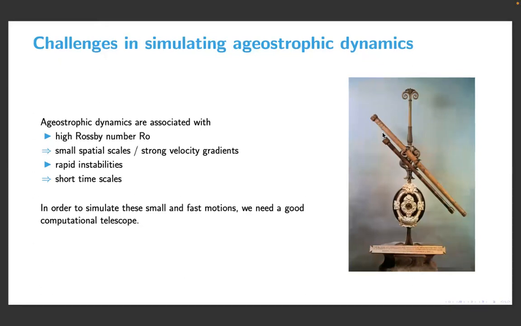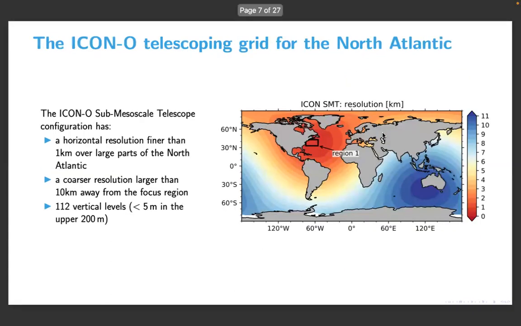But in order to simulate these small and fast motions, we would like to zoom into the ocean, because on a global scale it is really complicated to resolve all these dynamics. So what we came up with at the Max Planck Institute is a simulation that we call the submesoscale telescope simulation. The telescope means that with our resolution we zoom into a certain region of the ocean. Here I've shown you a figure of the spatial resolution of this model. We are interested in this focus region in the North Atlantic, where we have a resolution of up to 530 meters, and it then gets coarser and coarser away from this, up to 11 kilometers around Australia. This simulation we run for a couple of months typically.